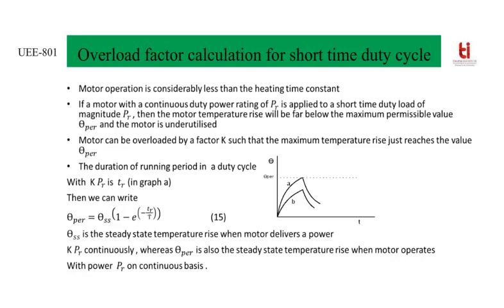Then by writing the first order differential equation we can write the expression 15 as theta permissible is equal to theta SS into 1 minus e to the power minus TR by tau. Here tau is the heating time constant of the machine. Theta SS is the steady state temperature rise when motor delivers a power KPR continuously. At the same time, theta permissible, theta PER is also the steady state temperature when motor operates with power PR on continuous basis.